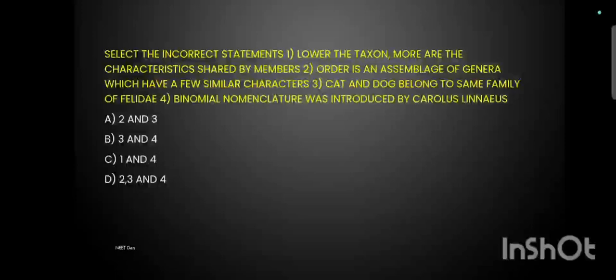Question. Select the incorrect statements from the four statements given below. The first statement is, lower the taxon, more are the characteristics shared by the members. Statement 2, order is an assemblage of genera which have a few similar characters. Statement 3, cat and dog belong to same family of felidae. And statement 4, binomial nomenclature was introduced by Carolus Linnaeus. So the incorrect statements are A, that is order is an assemblage of family, not genera, and statement 3, that is cat and dog belong to the same family. No, they do not belong to the same family. Cat belongs to Felidae and dog belongs to Canidae.